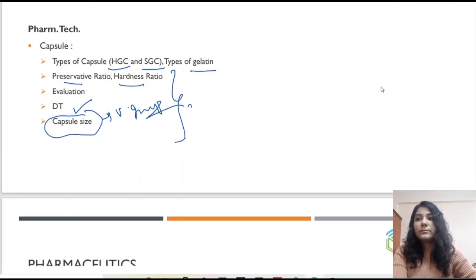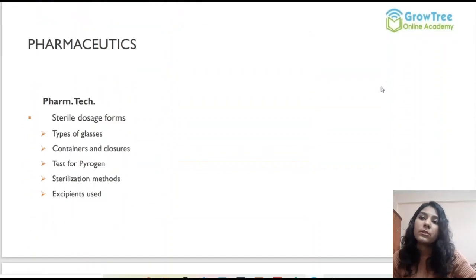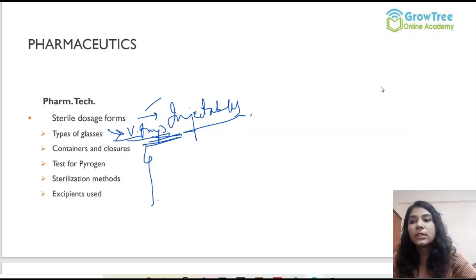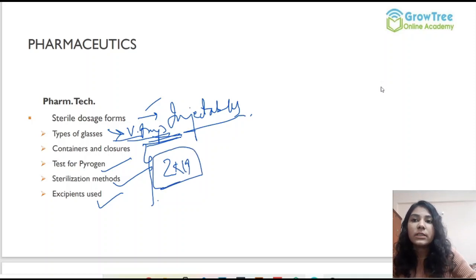Now let's move forward. Then there are sterile dosage forms, which mainly include your injectables and ophthalmic preparations. Then types of glasses, this is a very important topic. This you need to learn very well. Then you can find questions from containers and closures, tests for pyrogen, and sterilization methods. Actually in the 2K19 paper, there was a question asked about how you can kill pyrogen, and the temperature and timings were given. So these kinds of things you need to take into consideration.